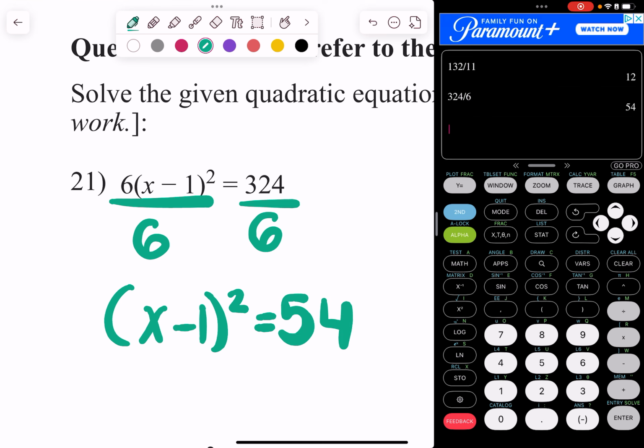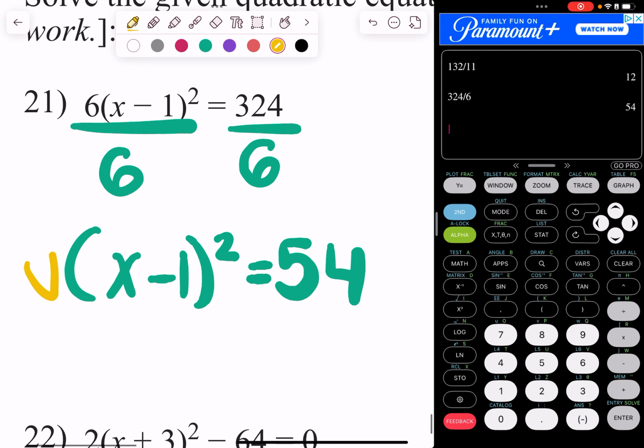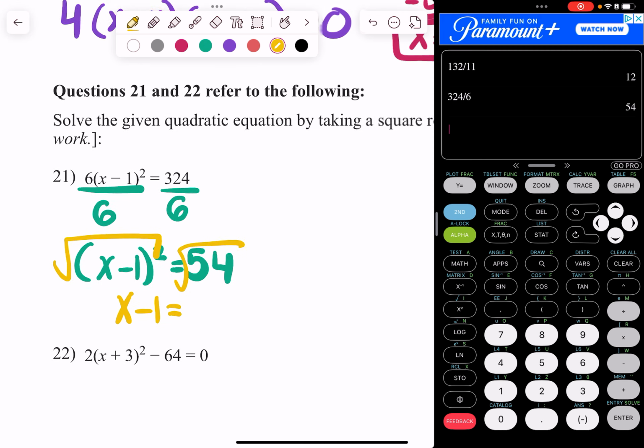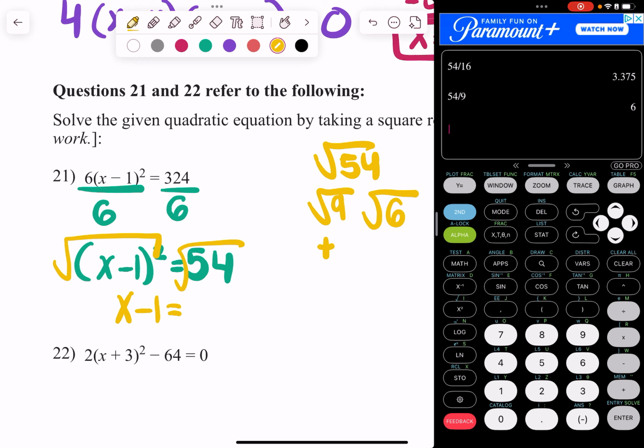I still need to unlock my fence. I'm going to do that by taking the square root of both sides. x minus 1 equals. I'm going to do square root of 54 up here. What number can go into 54? Try your perfect squares. 36, 24, let's try 16. 54 divided by 16, no good. Let's try 9. Hey, that works, 9 and 6. The square root of 9 is positive and negative 3 and leaves square root of 6 alone. Positive and negative 3, square root of 6.